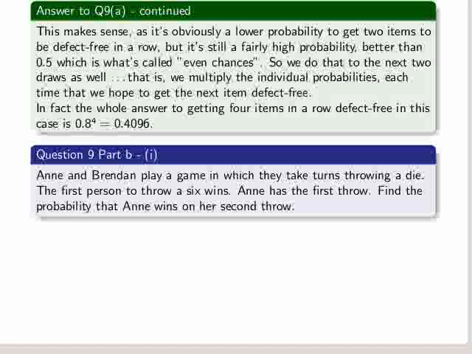We move on to part B. Anne and Brendan play a game in which they take turns throwing a die. The first person to throw a 6 wins. Anne has the first throw. Find the probability that Anne wins on her second throw.